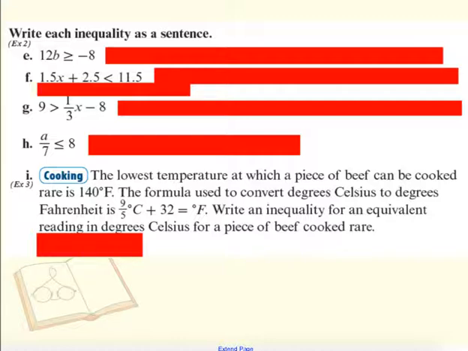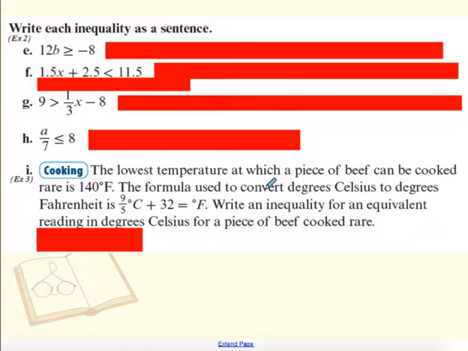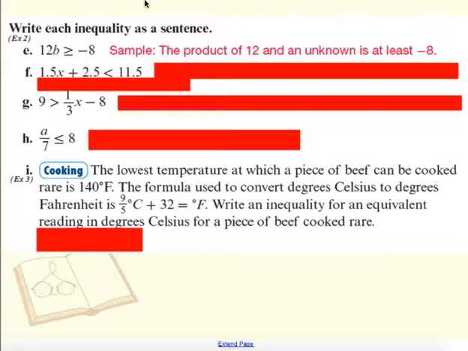Well, there's a lot of ways to say these, but for E, I could say something like, the product of 12 and a number is greater than or equal to the opposite of 8. We could say something like that, or the product of 12 and an unknown is at least negative 8. Okay, so we need something greater than or equal to negative 8.